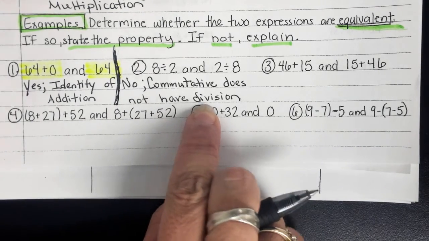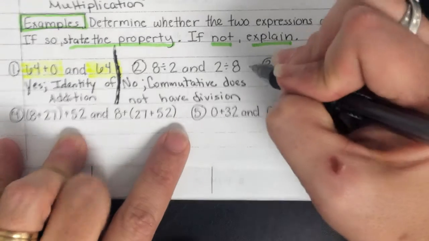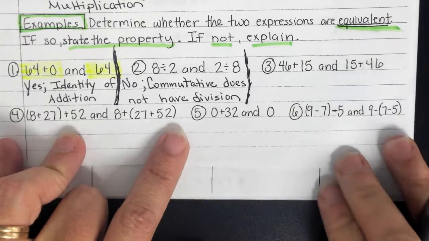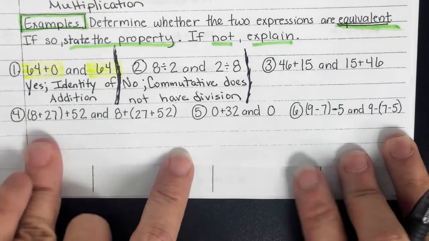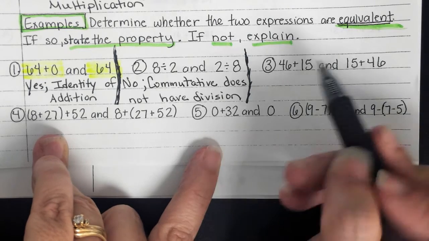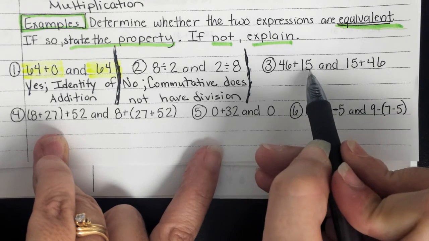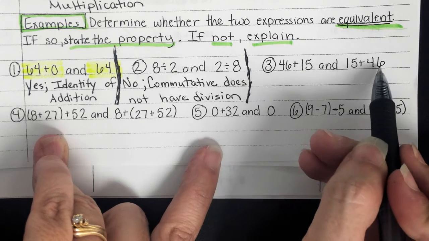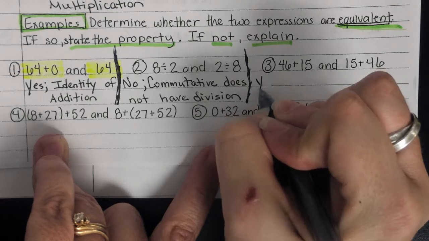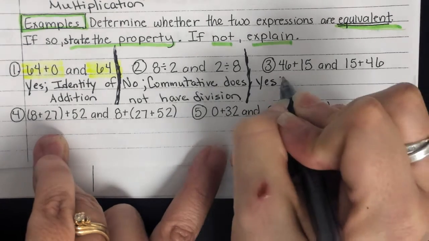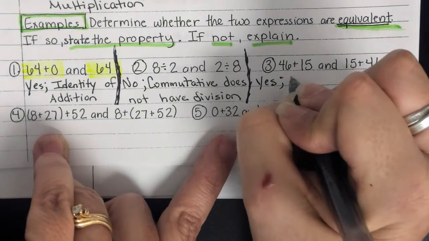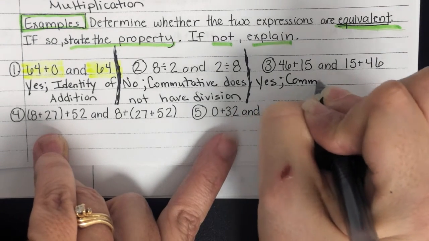Some of them they're going to try to give you subtraction. You're just looking. You're trying to figure out what is it they did wrong. And you explain it. Okay. 46 plus 15. 15 plus 46. Are they equal? Yes. And then what property? Commutative property of addition.